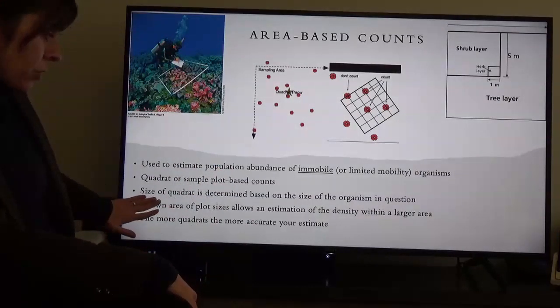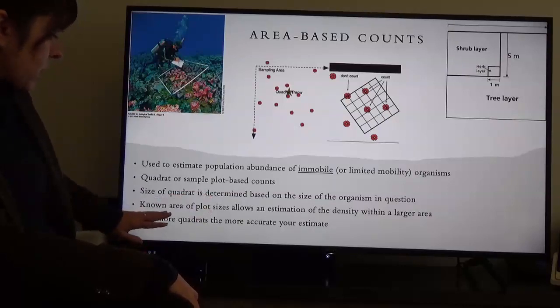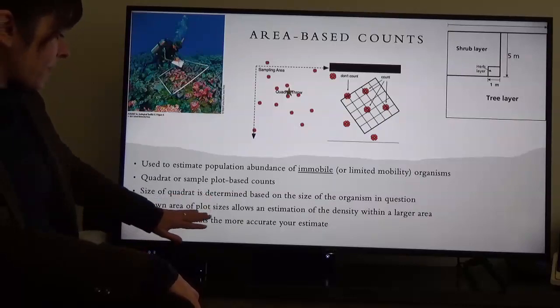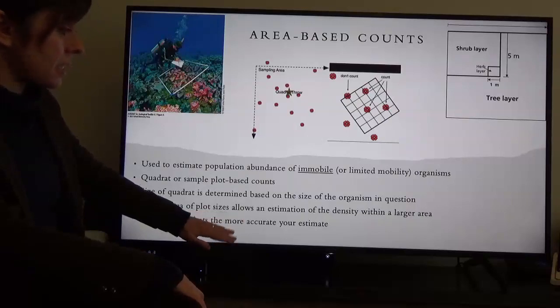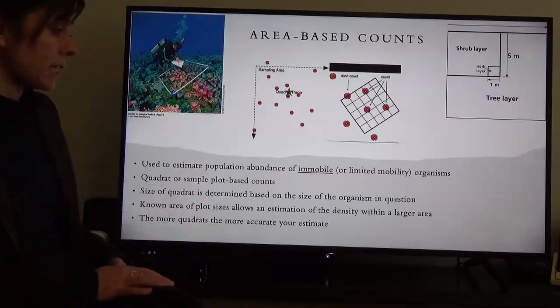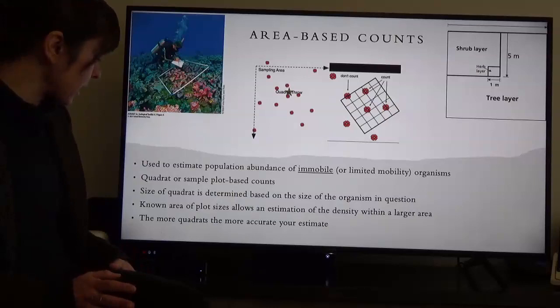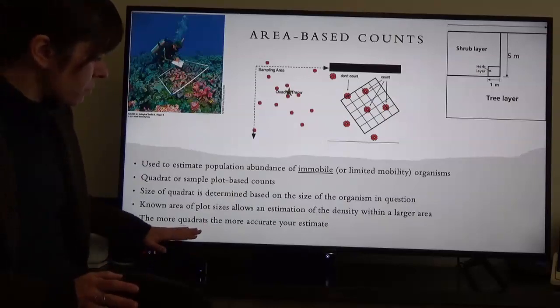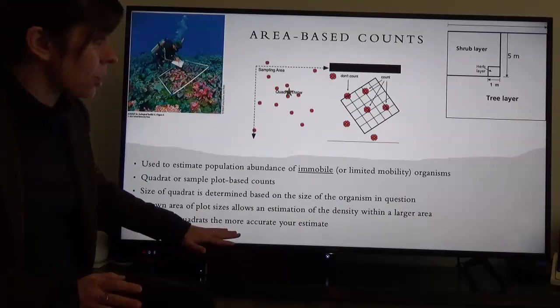So yeah, your size of quadrat is determined based on the size of the organism in question. You have a known area of plot sizes, and that allows an estimate of the density within a larger area. And this is really important. The more quadrats you sample, the more accurate your estimate.